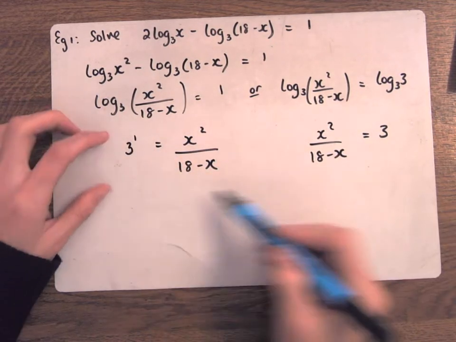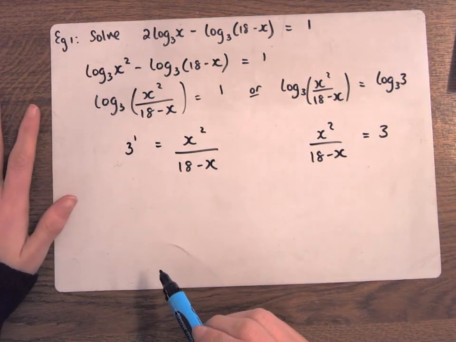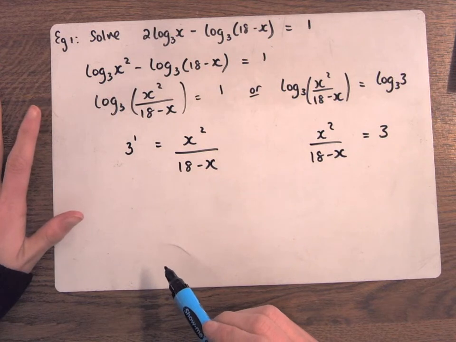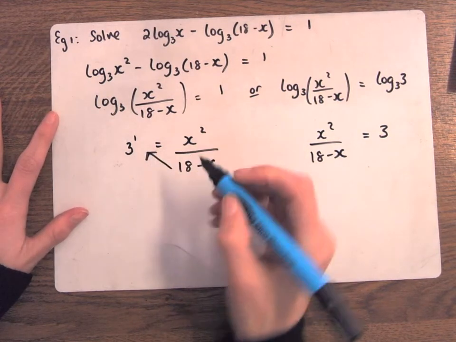From here, let's solve this. What do we do? Cross multiply. Bring that up.